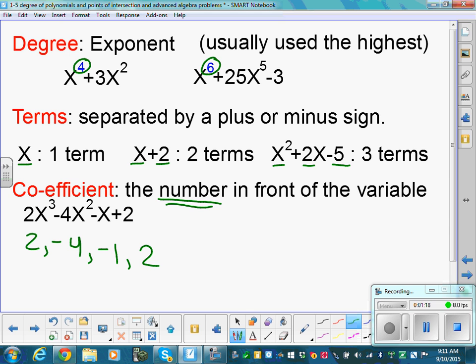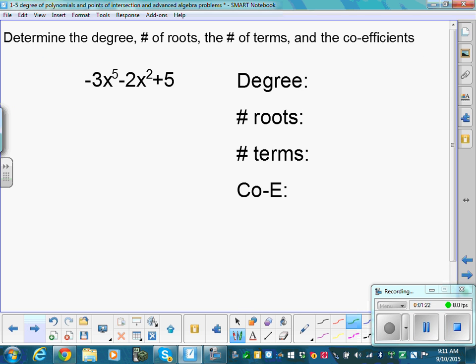Okay. So let's look at our first examples. We'll get right into it today. I'll let you start practicing right away here. So determine the degree, the number of roots, the number of terms, and the coefficients of this polynomial. Once again, we're going to go through and determine the degree, the number of roots, the number of terms, and the coefficients in this polynomial. First of all, is it in standard form? Yes, it's in standard form. Highest degree, the next highest degree, the next.